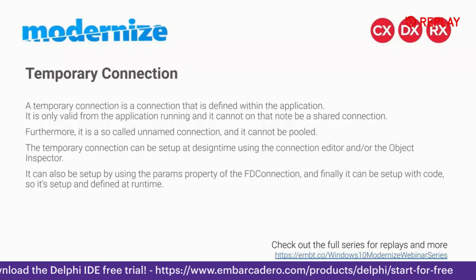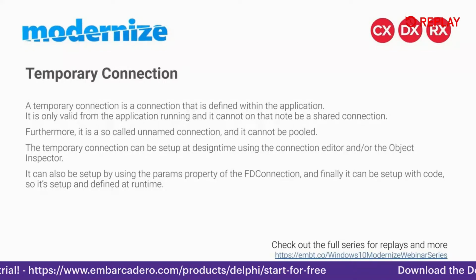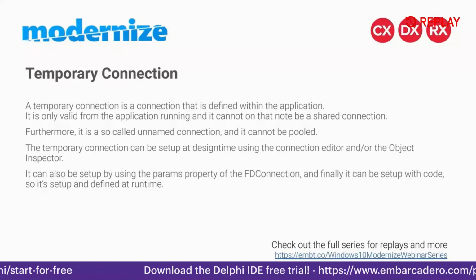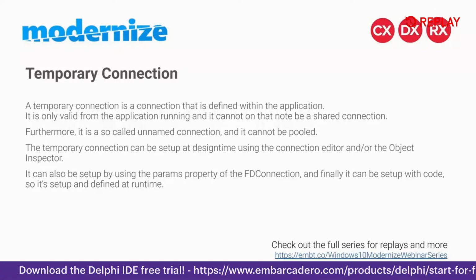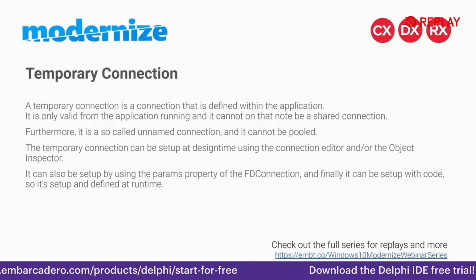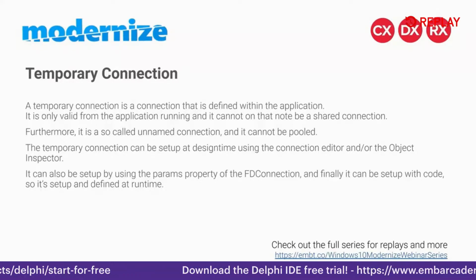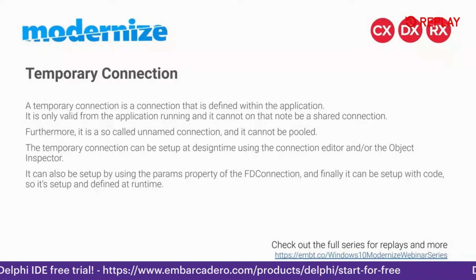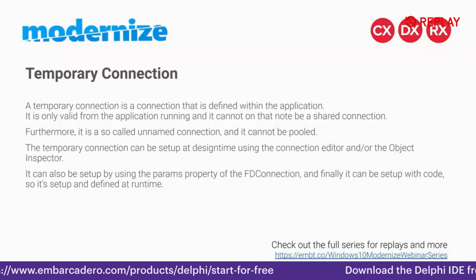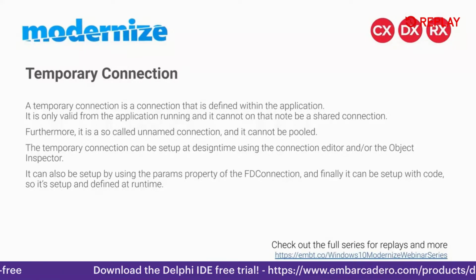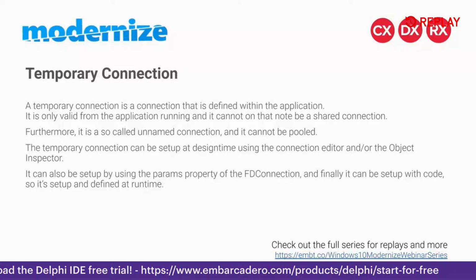Your temporary connection, you can set up at design time, either by using the connection editor or the object inspector. You could also set it up with the Params property of the FireDAC connection component. And of course you can set it up with code, so it's defined at runtime. I'm going to start a demo here to show you how to do exactly that.